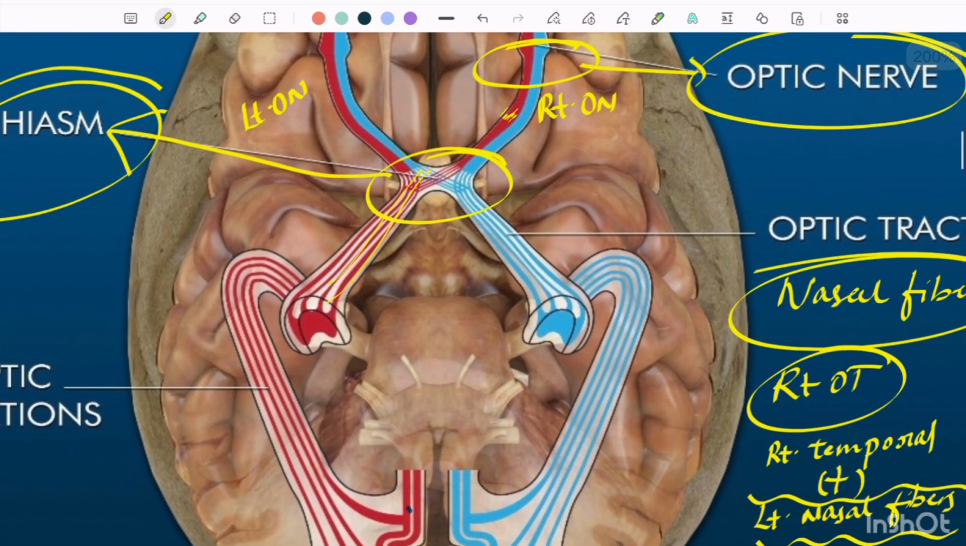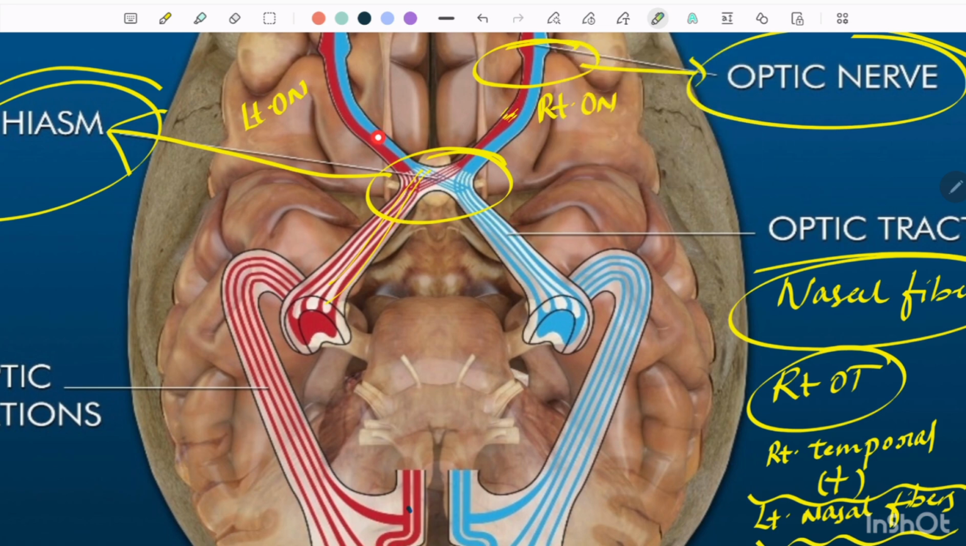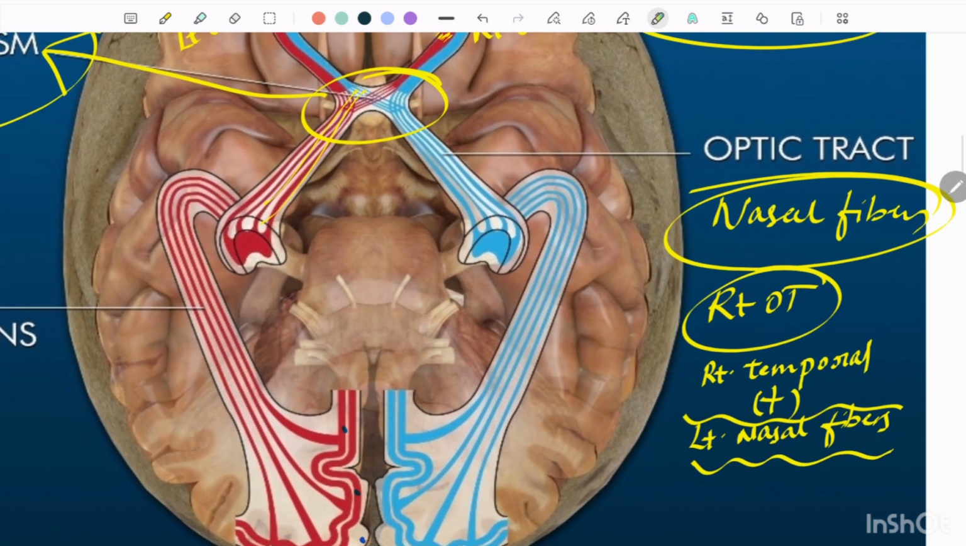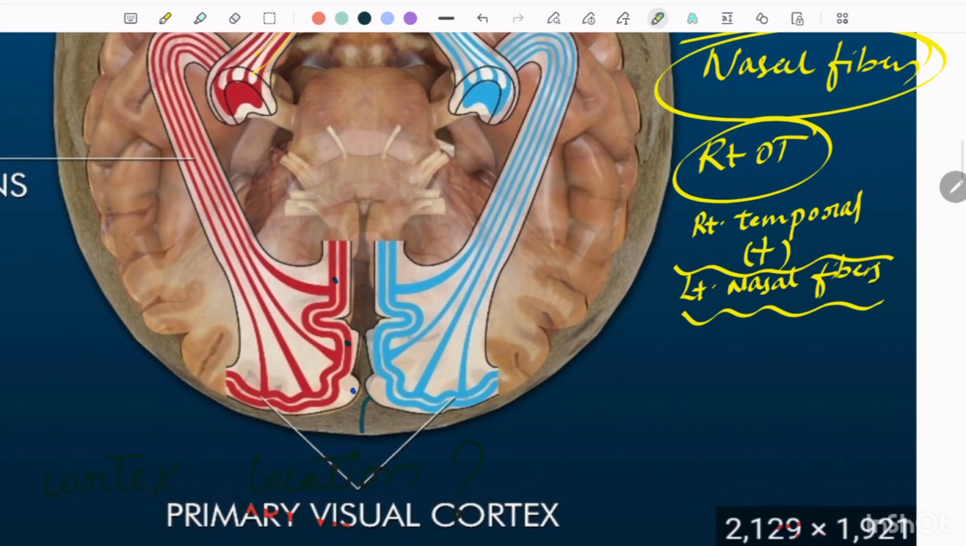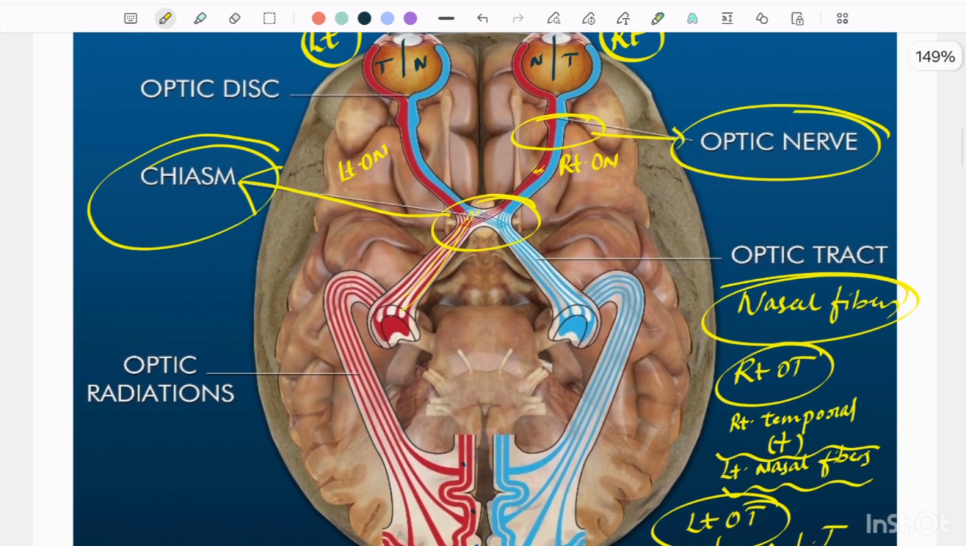at the optic chiasm, decussation of the fibers has occurred. The right-sided nasal fibers go to the left side, and the left-sided nasal fibers come to the right side. That means the right optic tract contains right temporal fibers along with the left nasal fibers. Now, what does the left optic tract contain? The left optic tract contains left temporal plus right nasal fibers. So this should be very clear for you. Up to now the thing is clear: optic nerve, optic chiasm, and then optic tract.